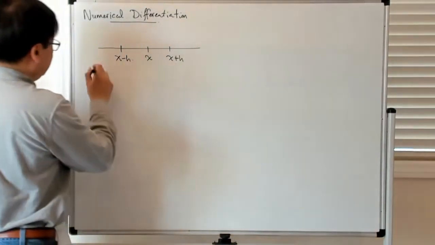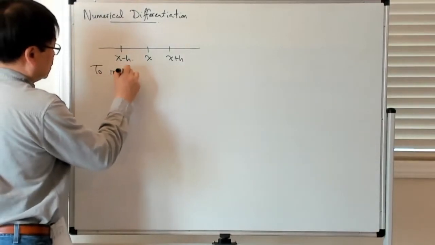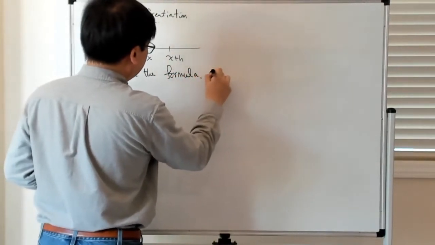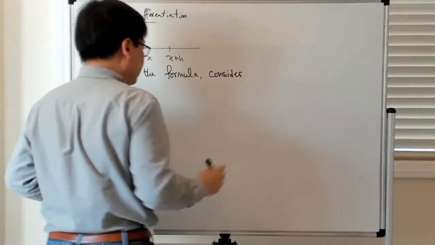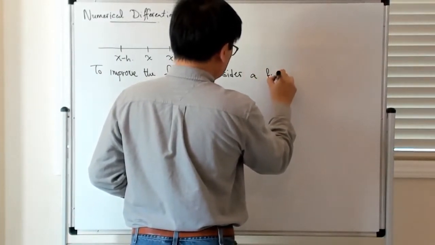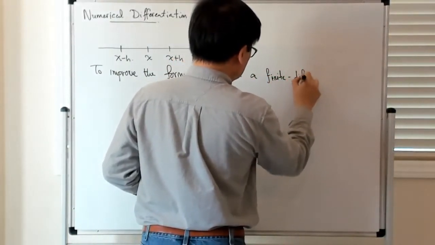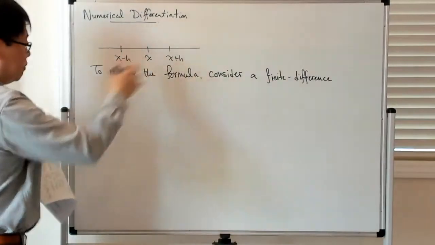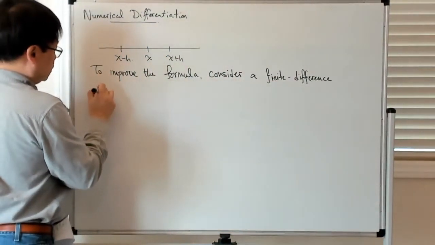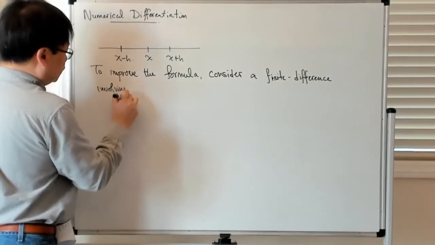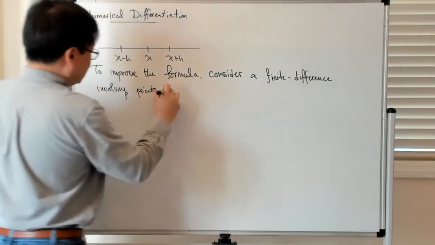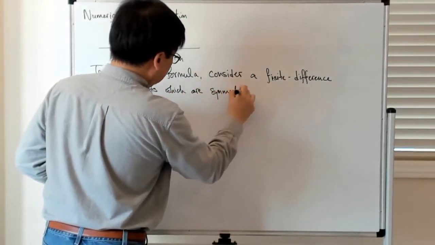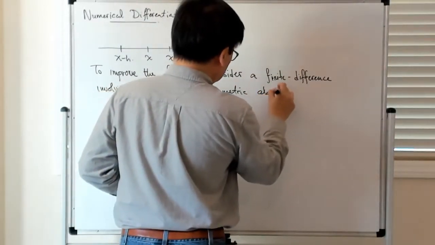Okay, so to improve the formula, we can consider a finite difference involving data which is symmetrically distributed about the value, involving points which are symmetric about x. Okay.